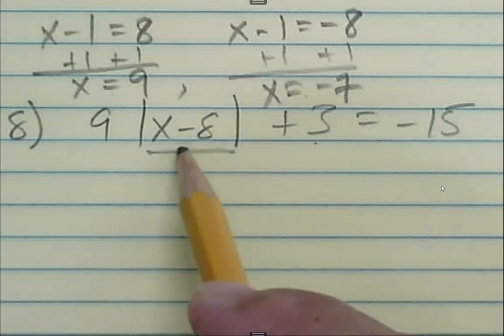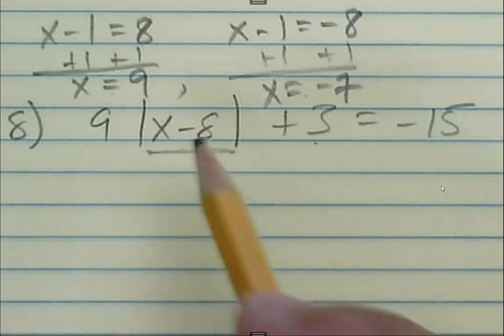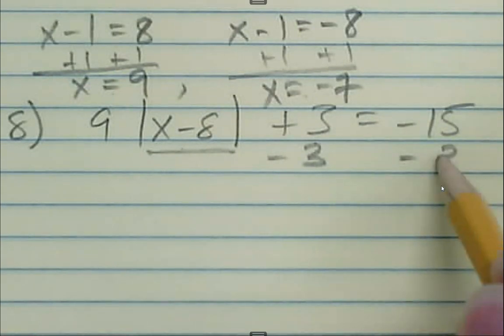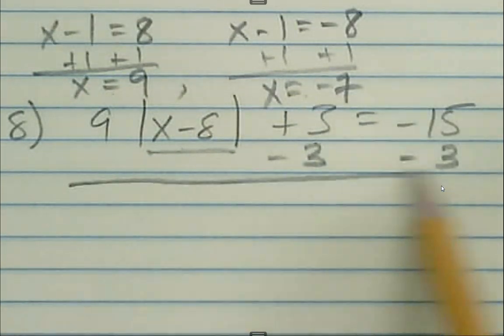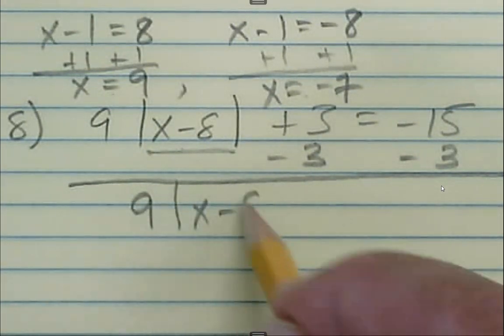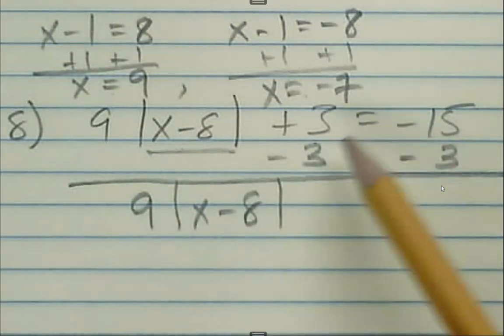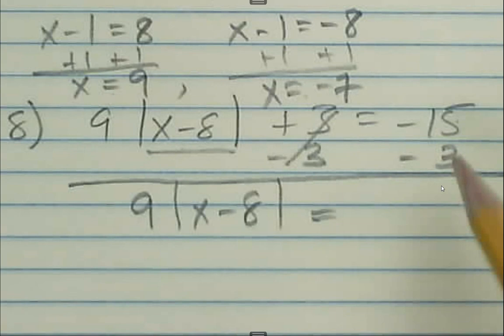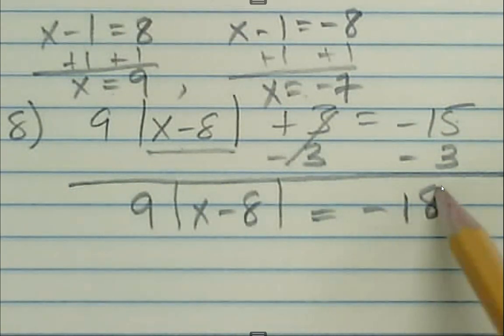If I need to isolate this, just like I'd isolate a regular variable in an equation, I need to subtract 3 from both sides right here. So just take it a step at a time. Don't let it freak you out. So now I've got 9 times the absolute value of x minus 8. This will go away. And I've got negative 15 minus 3, so negative 18.